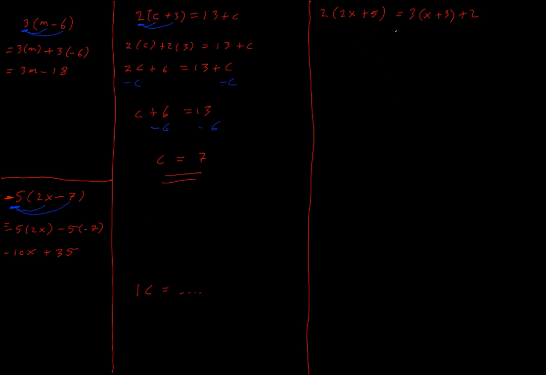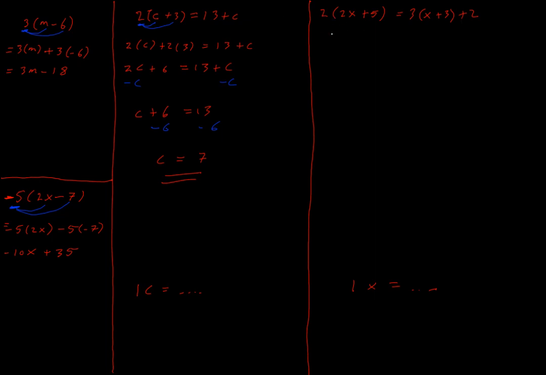Now let's have a look at an example where we have 2 brackets. There's nothing different here. We're just going to multiply out our brackets and then rearrange to get x by itself. So again, our aim is to end up with 1x is equal to numbers. So let's go through it.